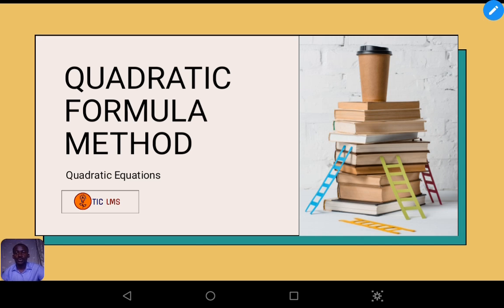Now, here we'll be solving questions on quadratic equations, and we'll be basically looking at the use of the quadratic formula method. We have discussed several methods of solving quadratic equations, such as factorization, the completing the square method, and also the graphical method. You can find videos on this in our channel. All right, so let's delve into an example.